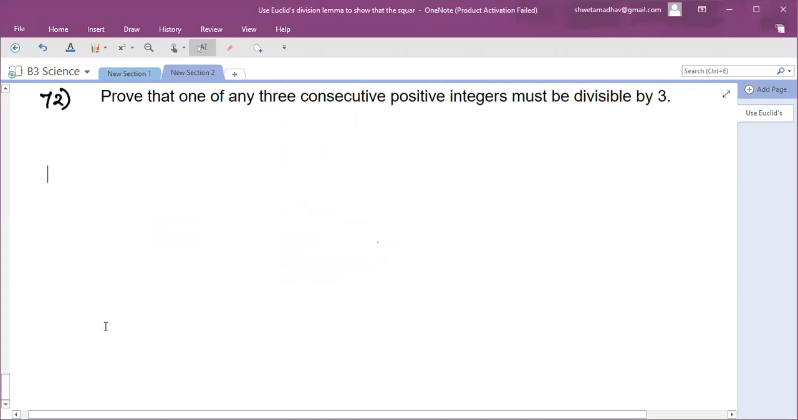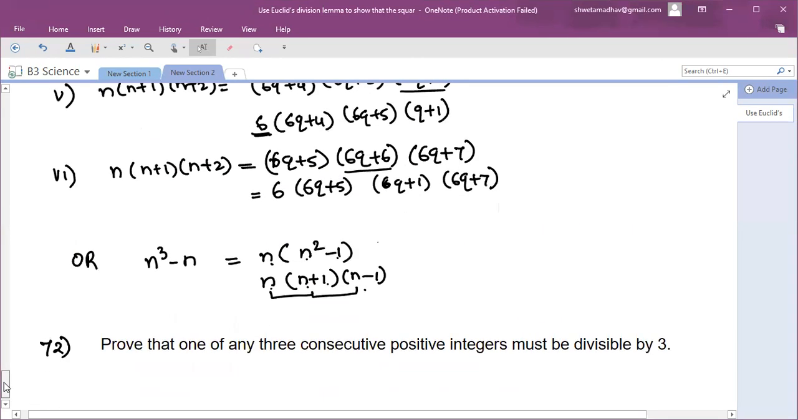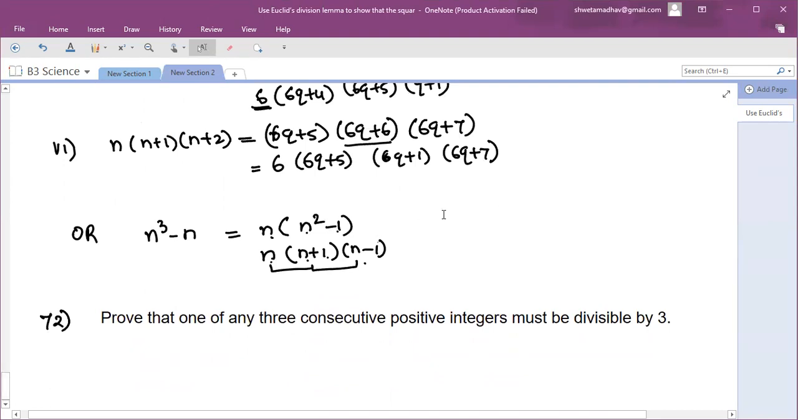Ma'am, for the 71, the OR question, can that one be solved like the 69th question? No, don't take it as n cube because it is 6 cases, and when you start taking cube, it will be much more complicated. We are not supposed to take any squaring or cubing. So it is better to write it as a product, just like here you have written n into n plus 1 into n plus 2. Exactly the same way, n into n plus 1 into n minus 1. Yes, ma'am.